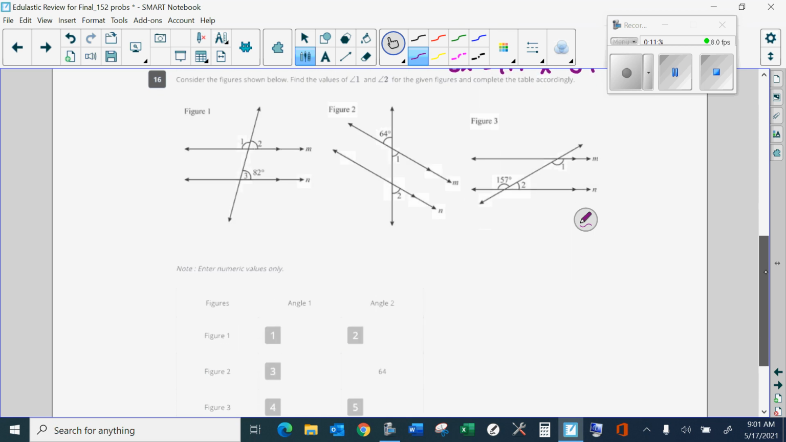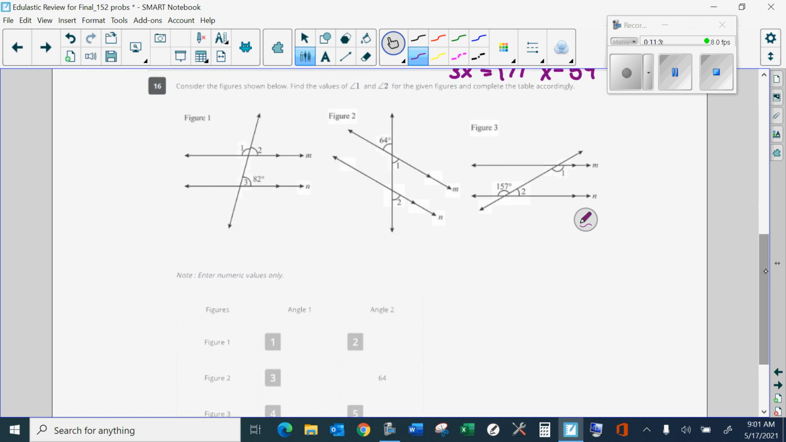I'll always go back and reread the question. Find the values of 1 and 2 for the given figures and complete the table accordingly. In figure 1, since it's 82, we know this is 82. These are its corresponding angles. Then we have a linear pair, which makes this one 98 because they add to 180. So figure 1, angle 1, 98, angle 2, 82.